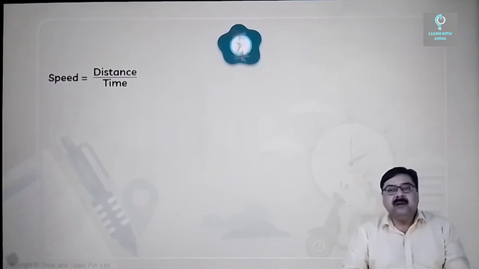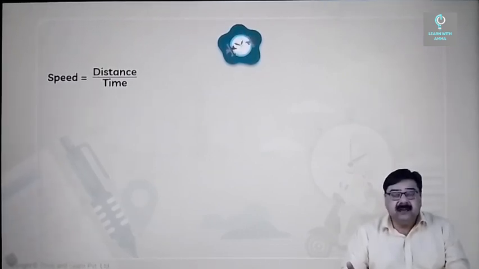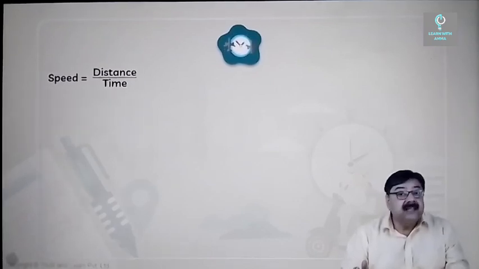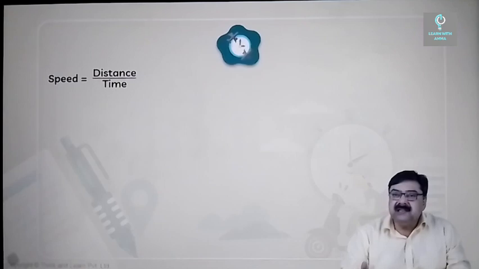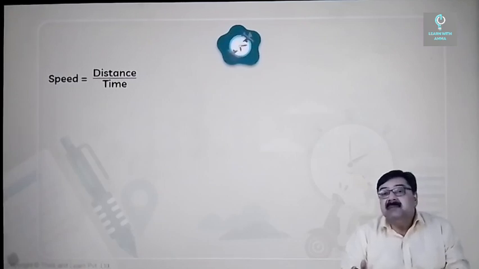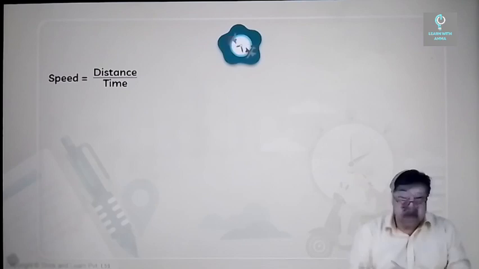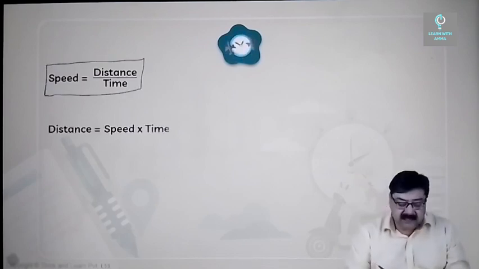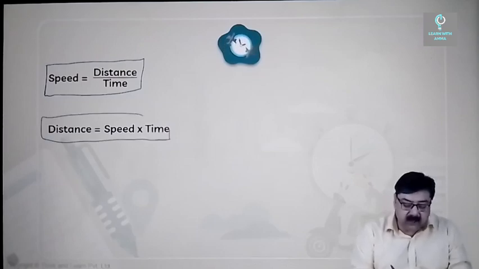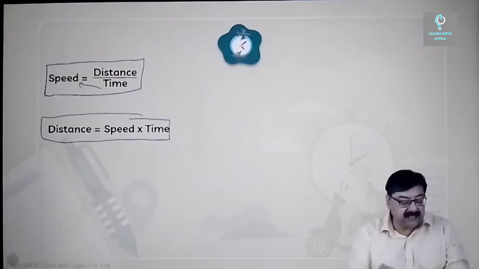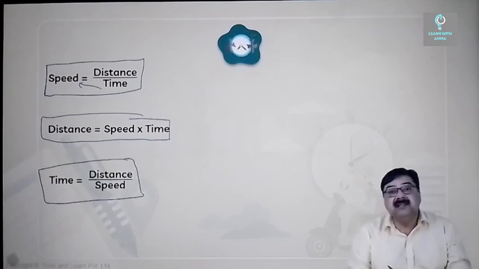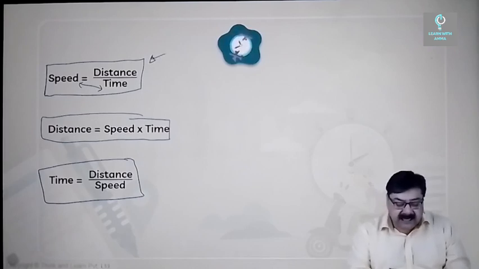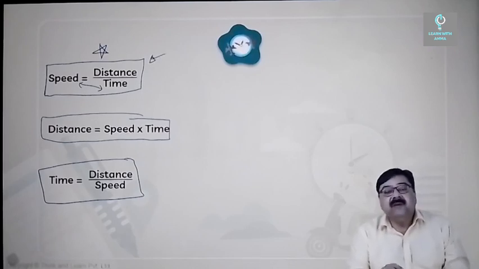Now, when we talk about time and distance, the relation between distance and time is called speed. As you might have learned in your earlier classes, speed equals total distance covered divided by total time taken to cover that distance. So speed equals distance by time. Now we can write it in different ways. That is, distance equals speed into time, and time equals distance by speed if we interchange speed and time in this formula. So basically, this is the formula based on which you have to solve the questions.